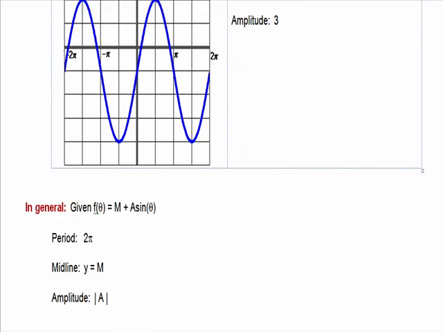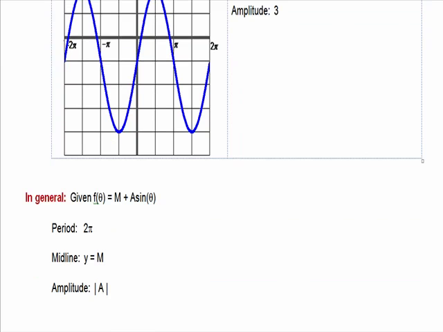So, in general, if I have a function that looks like m plus a sine theta, the period is always going to be 360 degrees. If it's just sine of theta or sine of x, period's always going to be 360 degrees or 2 pi radians. The midline, if I have m plus a sine theta, is going to be m, so I'll get y equals m as the official equation. And the amplitude is always that coefficient of sine, but I did put absolute value on just to ensure that I have a positive amplitude, because remember, amplitude's a distance, so the amplitude must always be a positive number.